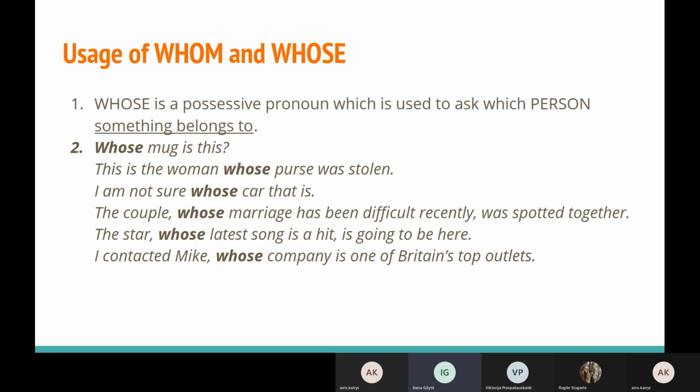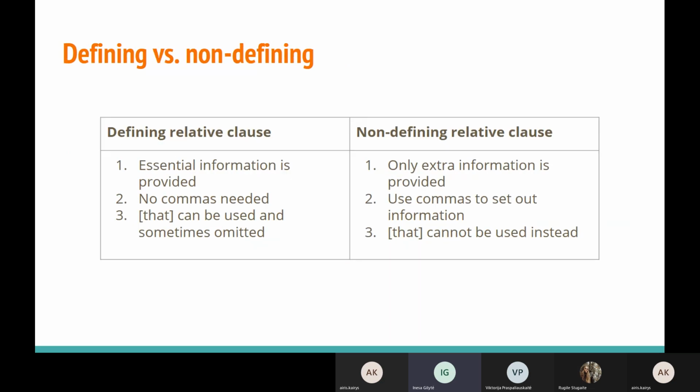Now, if we move on to the next slide, I want to really put emphasis again on the defining relative clause and non-defining relative clause. What are the main differences between them? So as you can see, a defining relative clause is only used when essential information is provided. It means when you provide some kind of information and you do not put commas to distinguish it, and if you take it out from a sentence, the sentence does not make sense anymore. So it means that commas are not needed because it is one flowing sentence.